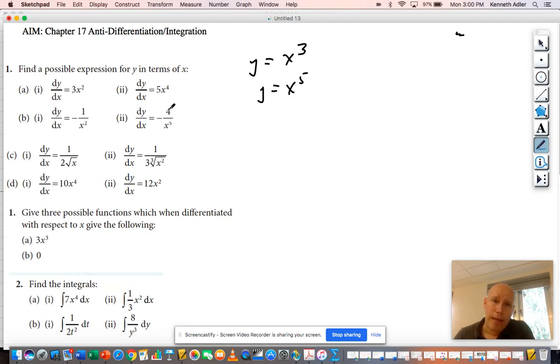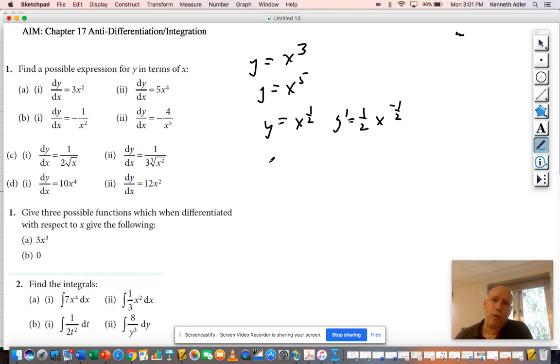Part D, negative 4 over x to the fifth, same idea. And you can see 1 over 2 radical x. You can imagine, how did the radical x go from positive 1/2 to negative 1/2? You see it in your head. Oh, wait a minute. If y equals x to the 1/2, the derivative is 1/2 x to the negative 1/2. That's where it comes from. You might want to think about it.